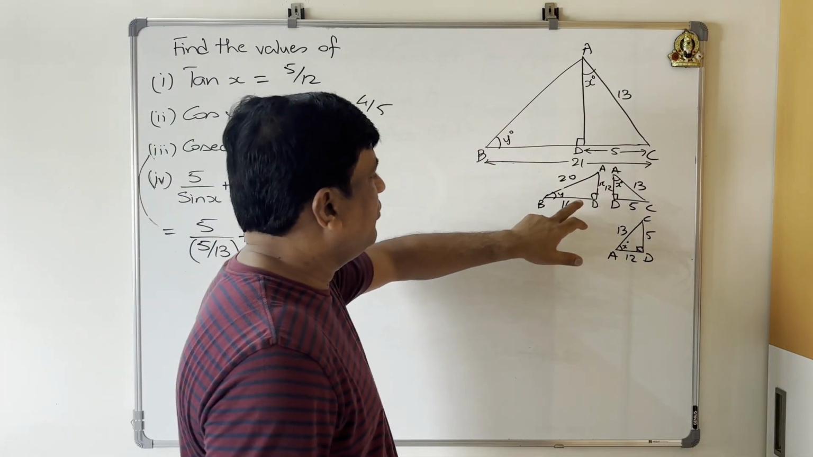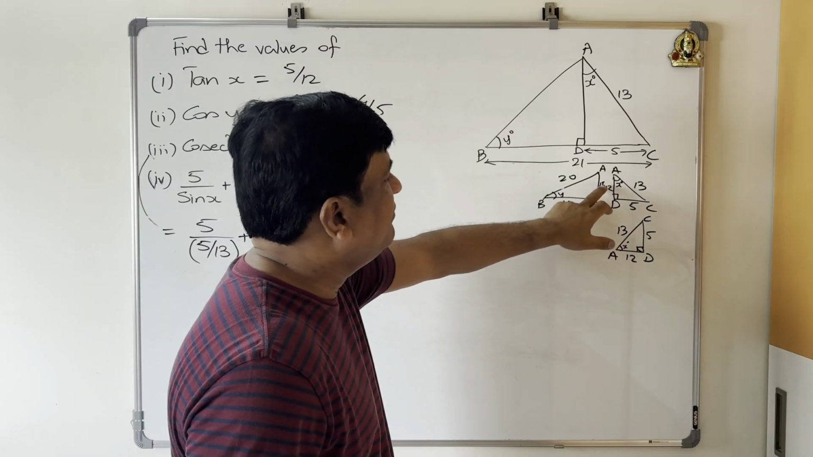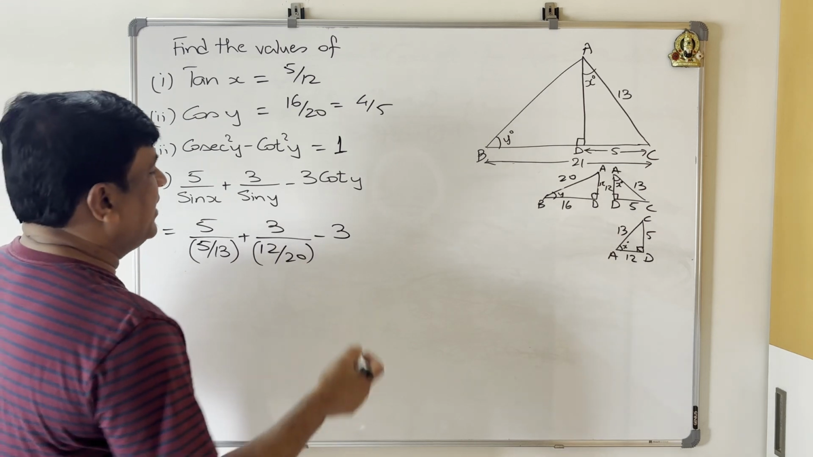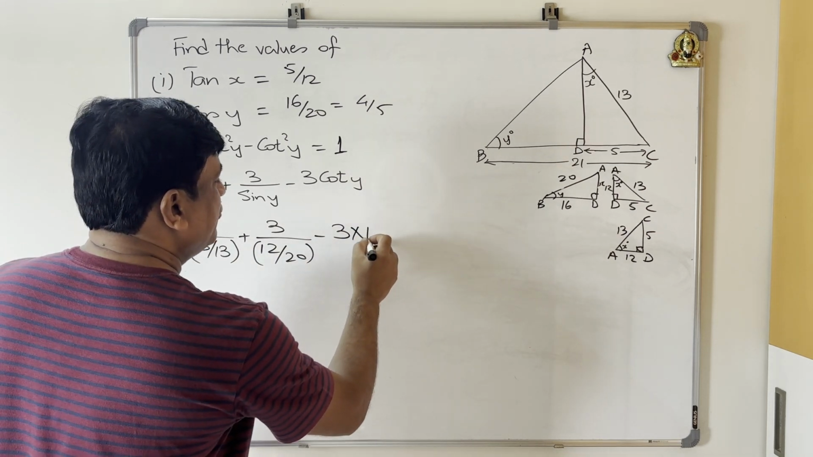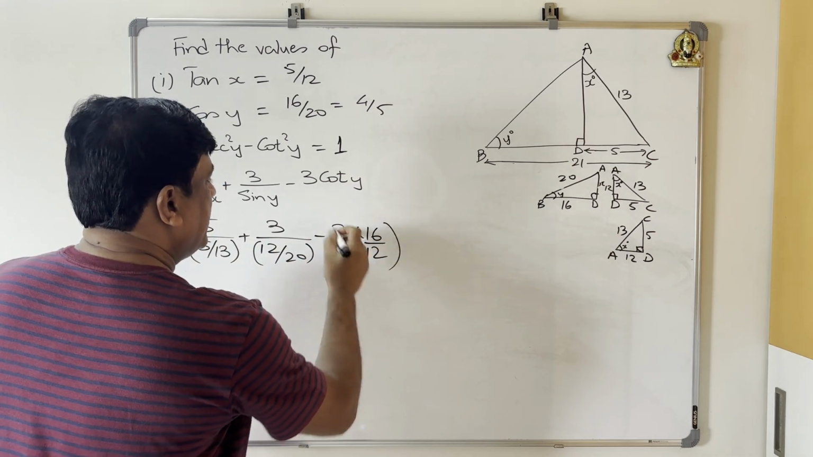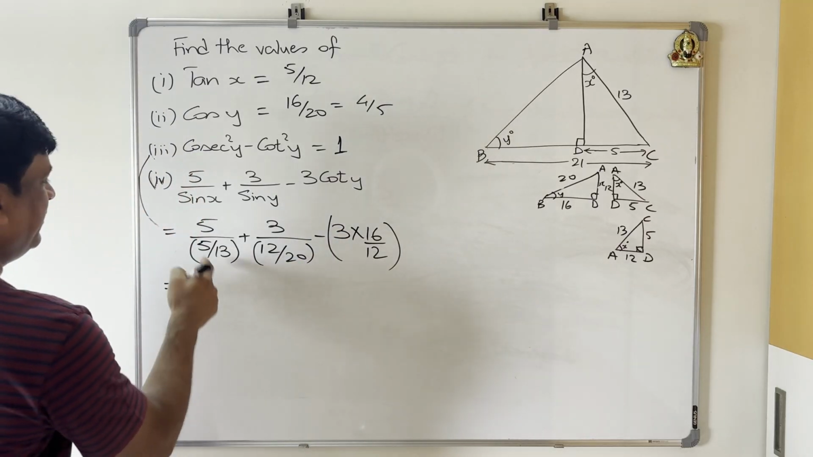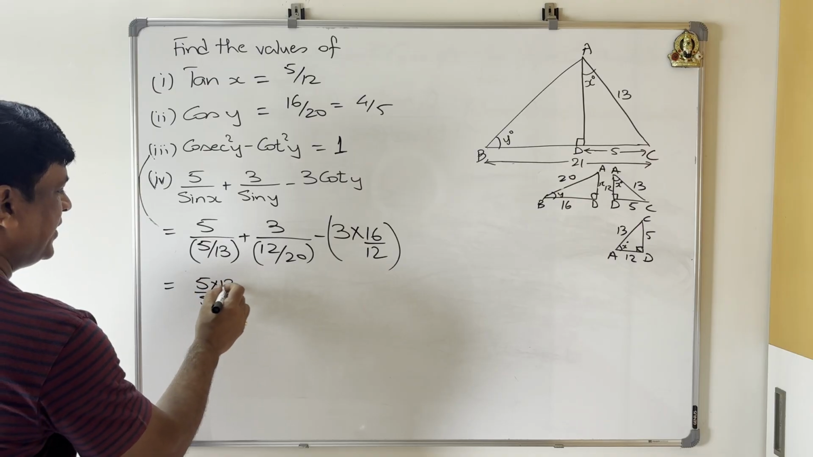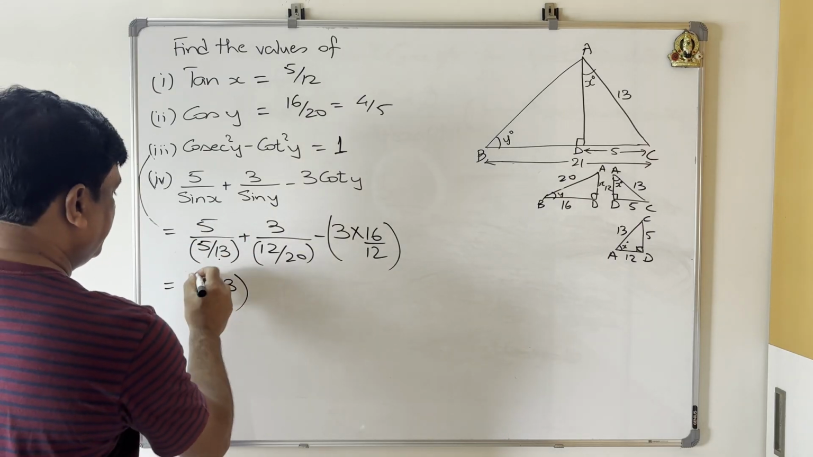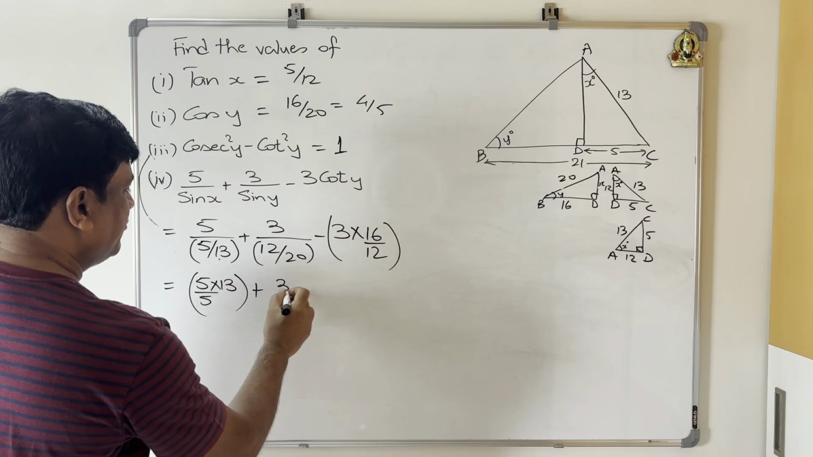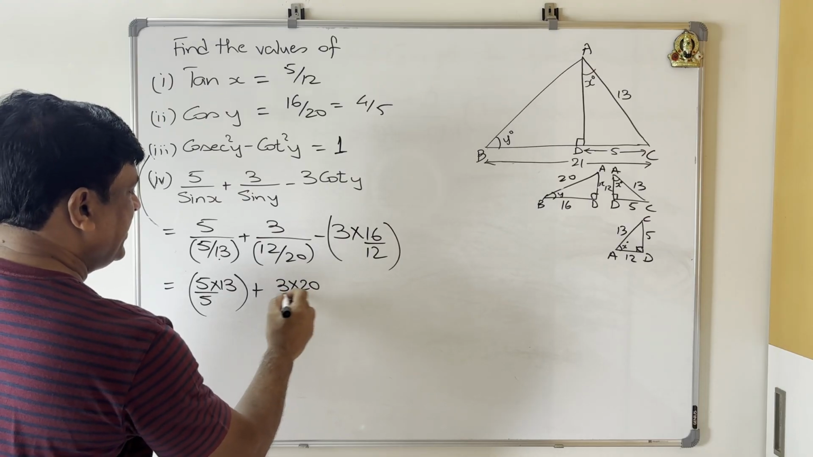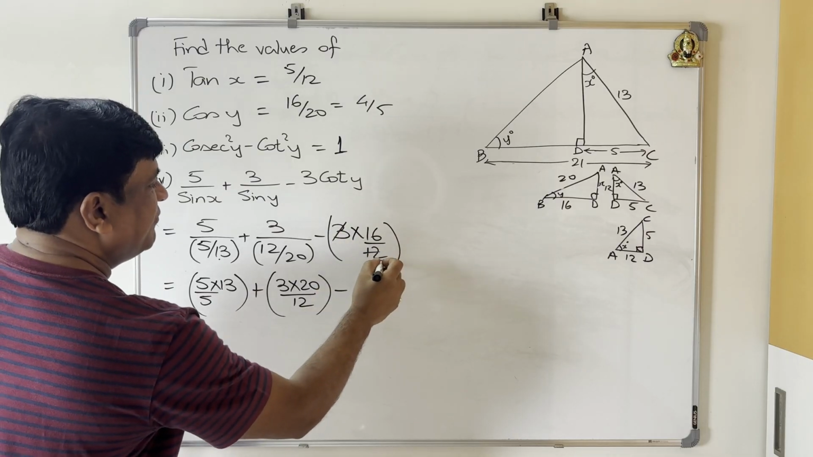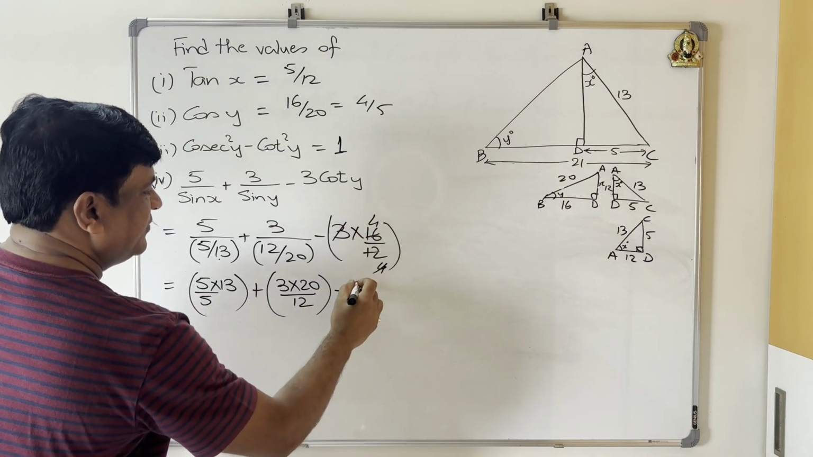Cot y, what is cot y? What is tan y? Tan y will be 12 by 16. So it will become 16 by 12. So this becomes 3 into 16 by 12. Now let's go ahead and solve this. So this one I can write it as 5 over 5 into 13. This 13 is going to go up, right? Plus this will become 3 into 20 divided by 12, right? Minus this, 3 fours are 12, so 4 fours are 16. So this is minus 4.